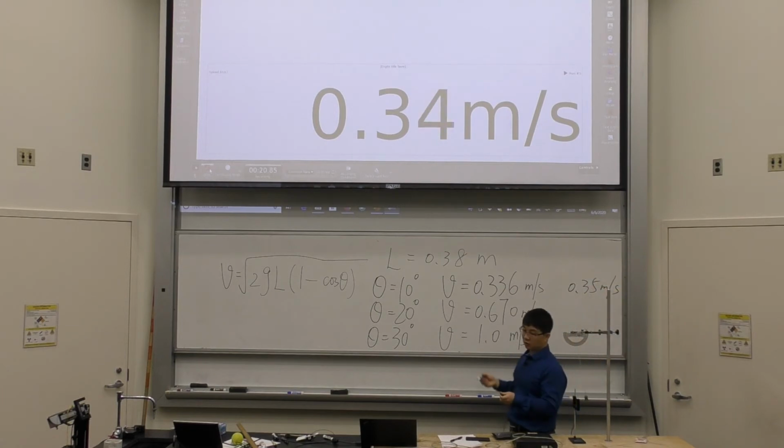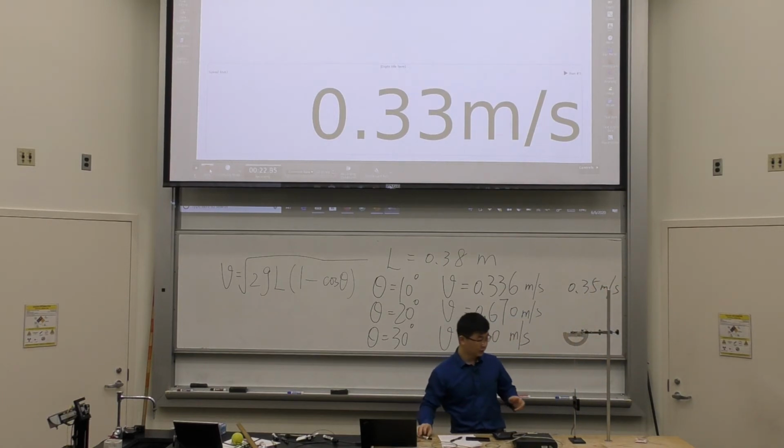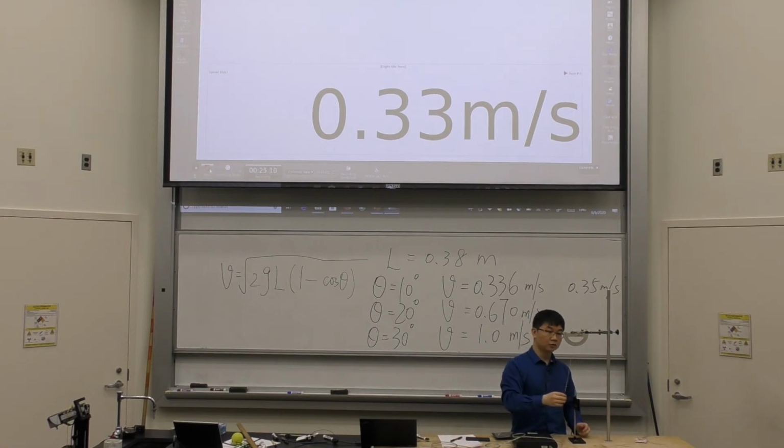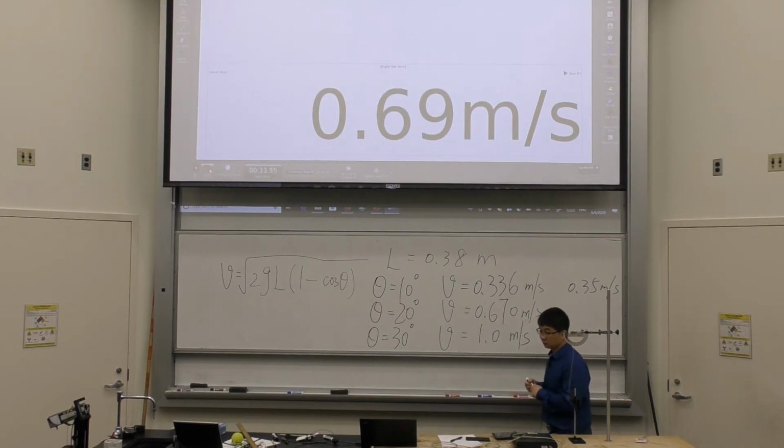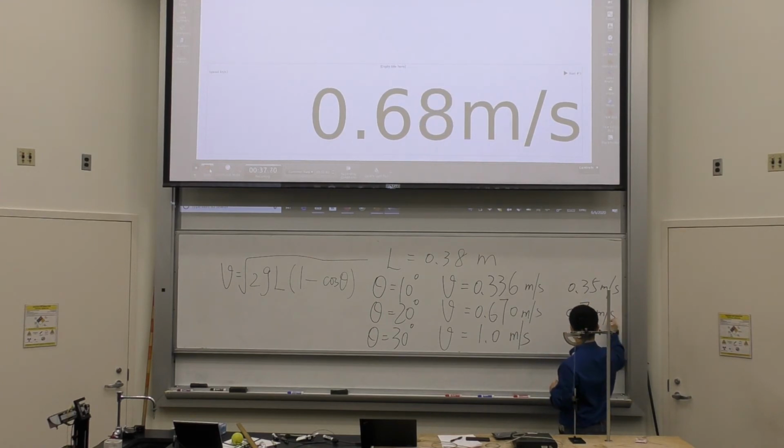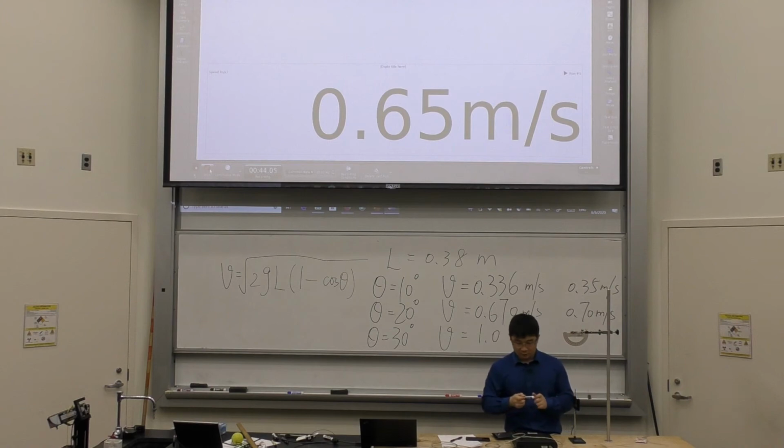All right, let's try 20 degrees. I'm going to pull it to 110 degrees, and again I'm going to release it. 0.7. So that's our value, which is again very close to our prediction. Of course, the velocity is going to go down because of friction.